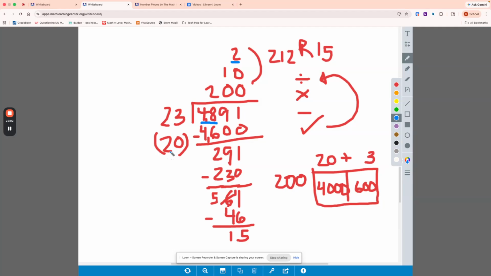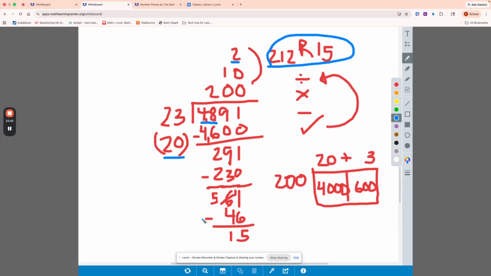So even though 3 times 20, our estimate or starting number, is 60, that's cutting it too close because it's not 60, it's 23. And I have to subtract it from 61. It's 23 groups, not 20. And so 2 is a better partial quotient. So 2 times 23 is 46. And then I subtracted that and ungrouped and got 15. So then my answer is 212, remainder 15.